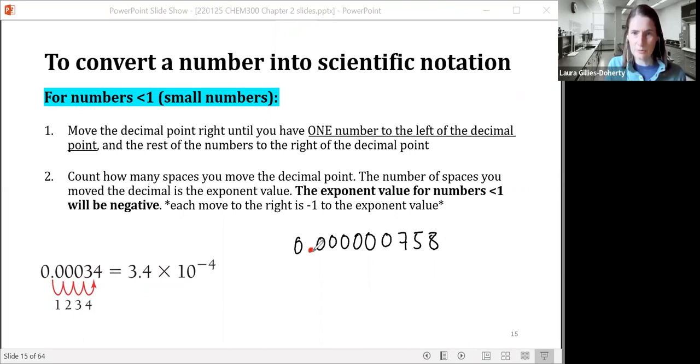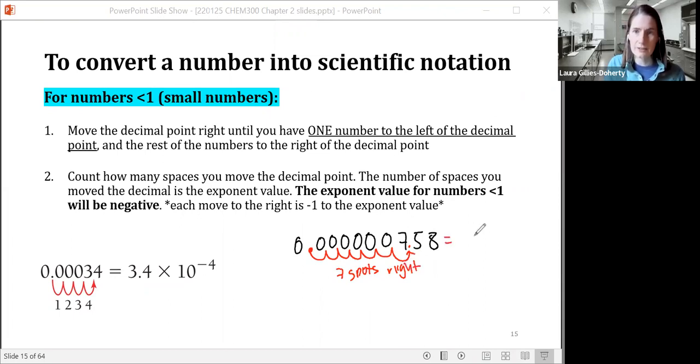Okay, so grab the decimal point. Let's count how many spots we need to move it. We're going to move it to the right. This is a decimal value, a value that's less than 1. So we're going to move it 1, 2, 3, 4, 5, 6, 7 spots to the right.